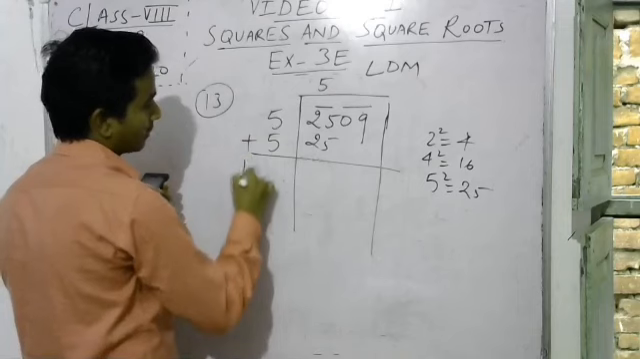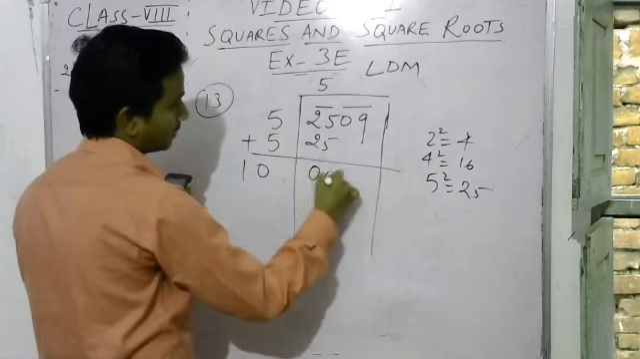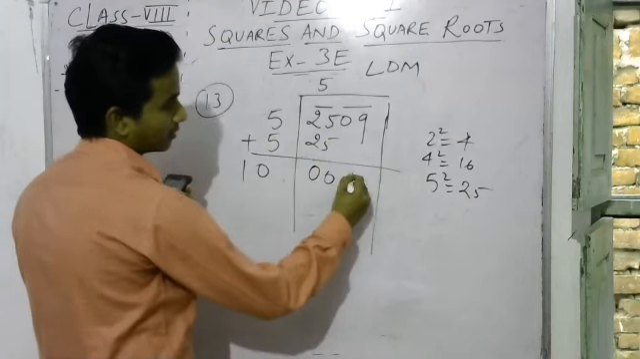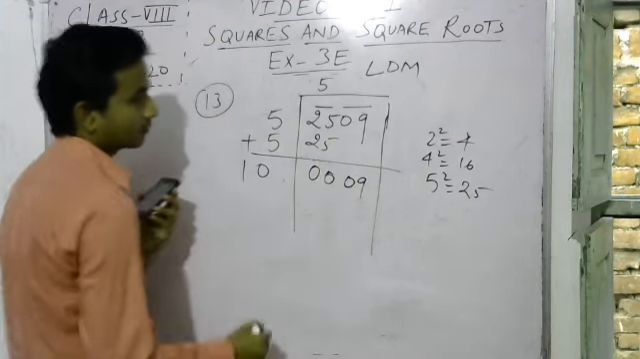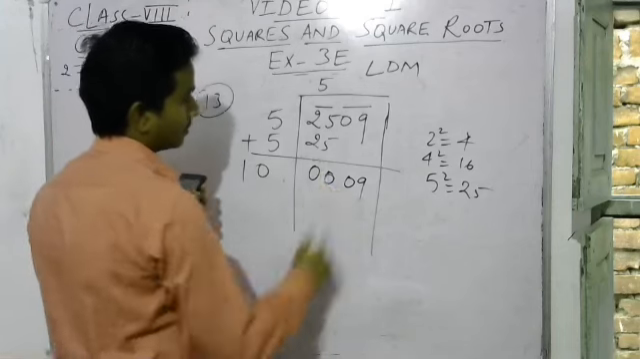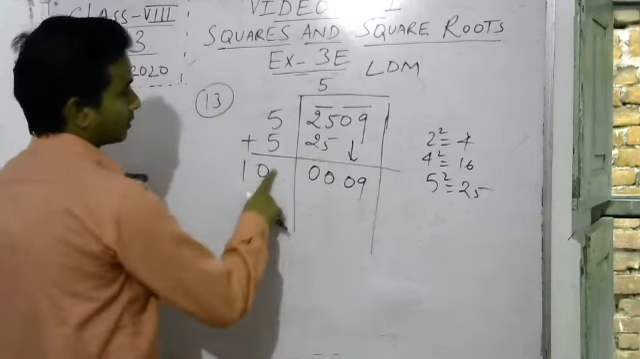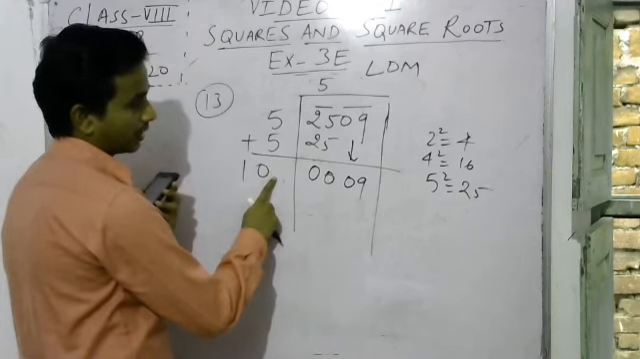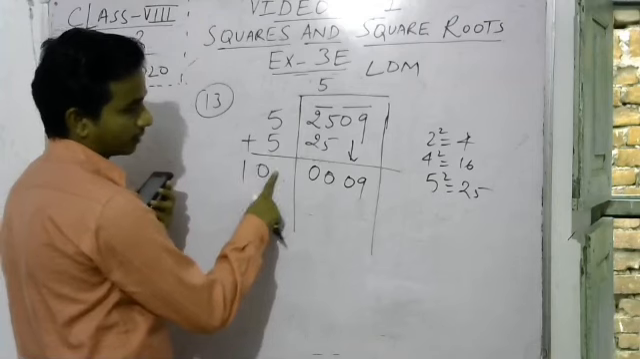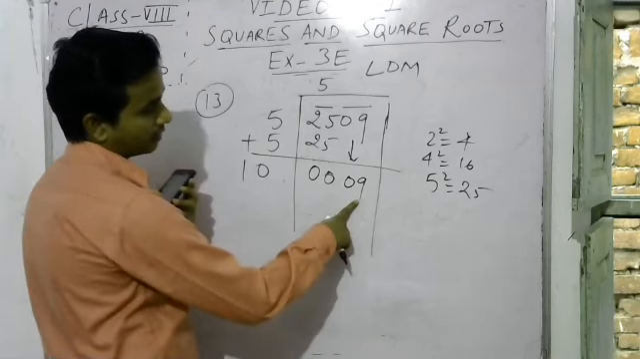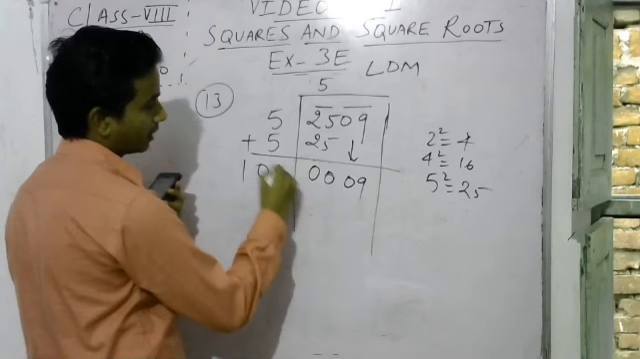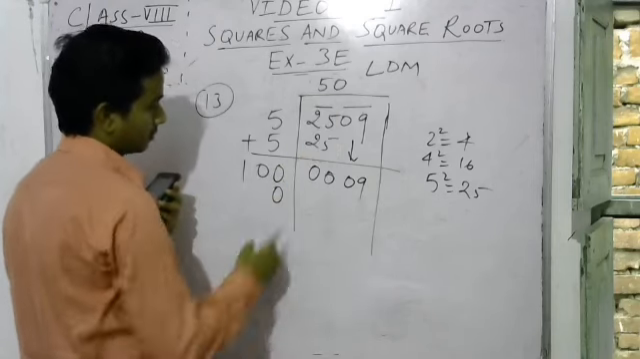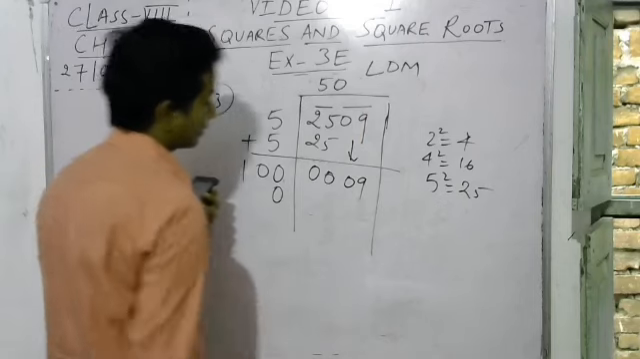Okay, so here we will put 5. We will add 5 plus 5, 10, and we will subtract. We will get 0. Now this 09 will come down together. Now by what digit should we multiply here? Can we apply 1? If we apply 1, then we get 101, which is greater than 9. So we cannot apply 1, so we have to apply 0. So if we put 0, 0 times what do we get?